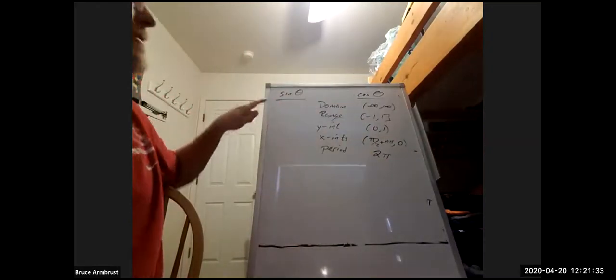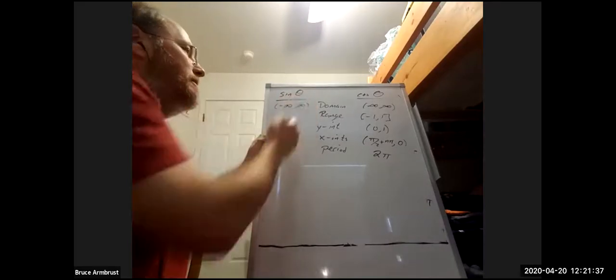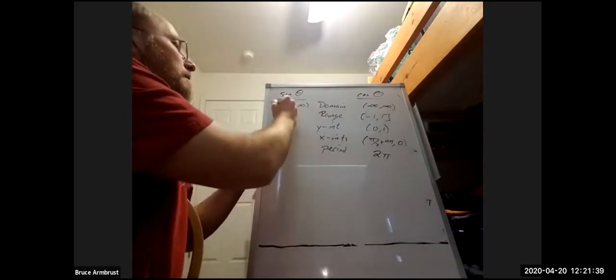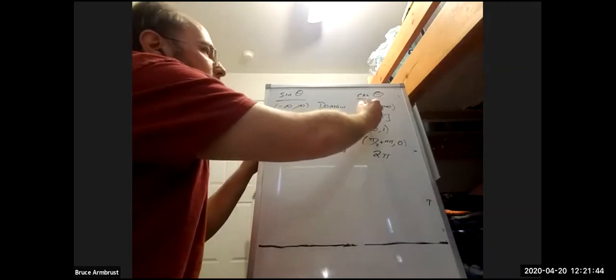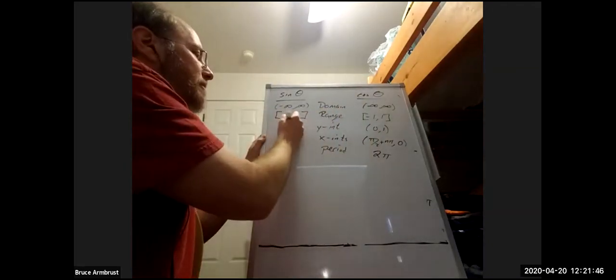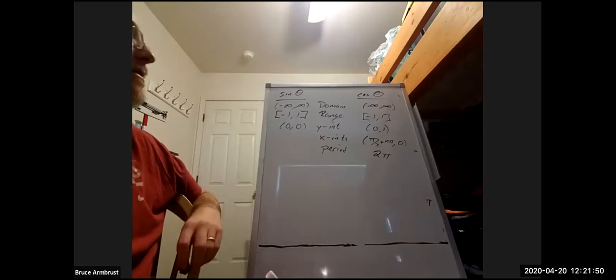Now let's look at the same for sine. From that graph, we saw its domain is still the same. Its range is the same. The y-intercept, though, changed. Now it goes through the origin, so (0, 0).